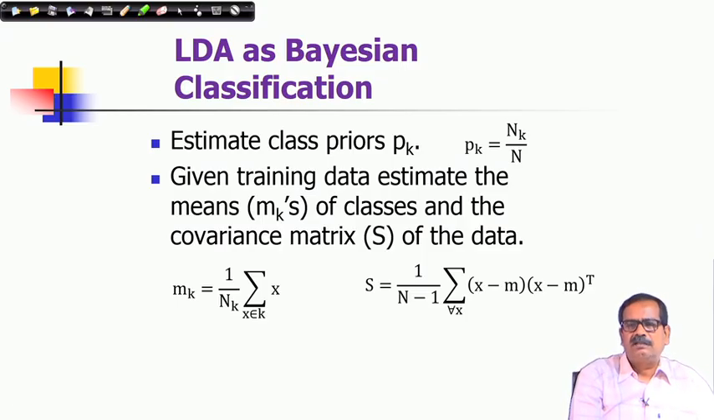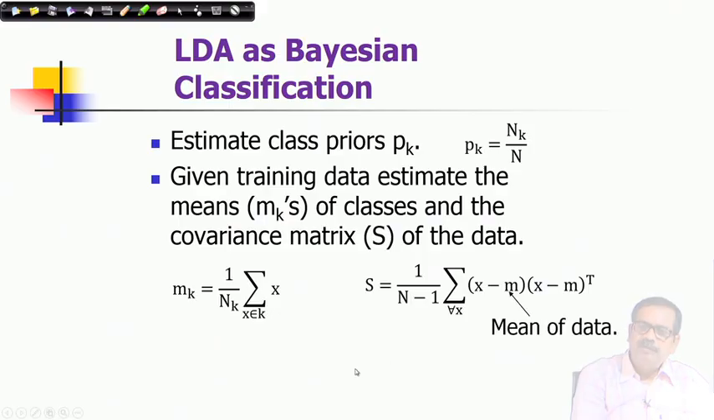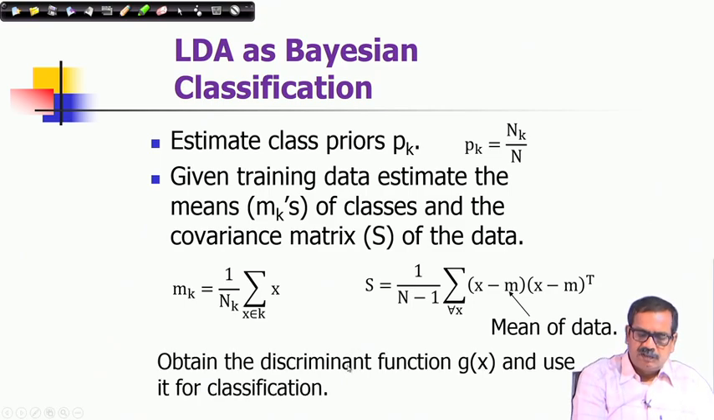Now, this is one possible approach for estimating covariance. There are other refinements also. I am just presenting it for the sake of simplicity of computations. Note that m here is defined as the overall mean of the data, it is not the class means. So, you obtain the discriminant function g x as we discussed and use it for classification. This is how you can perform linear discriminant analysis given the data points of two class problems.